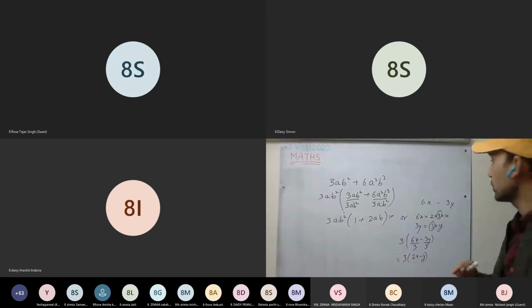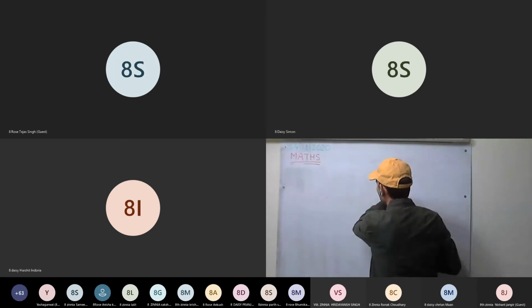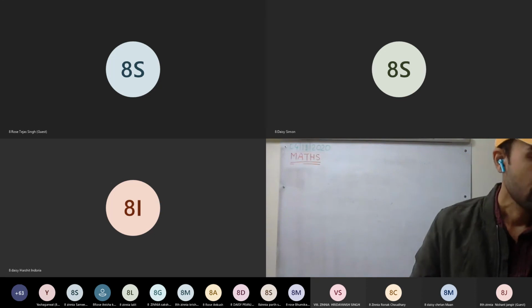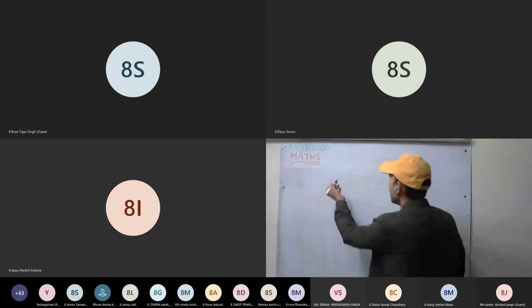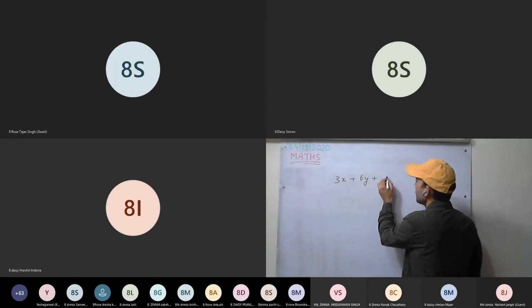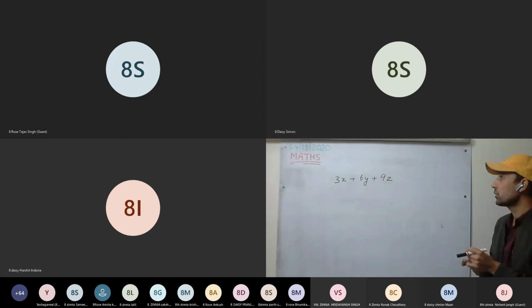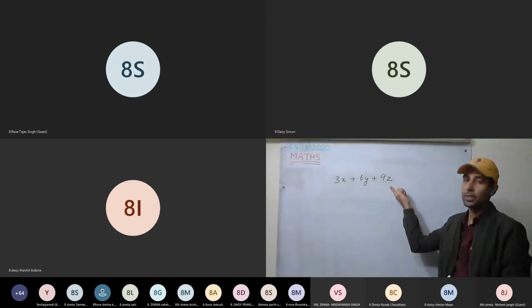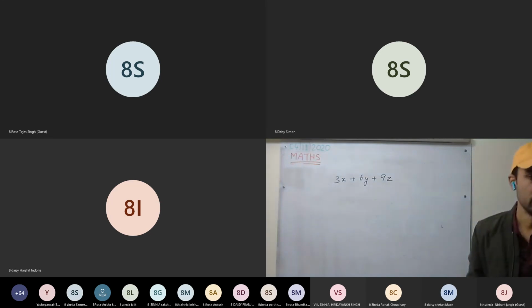Okay, I give you one example. Try to do it, everyone. 3x plus 6y plus 9z. Do this one, it's very easy. Everyone do it in rough or fair. So factorize this expression.